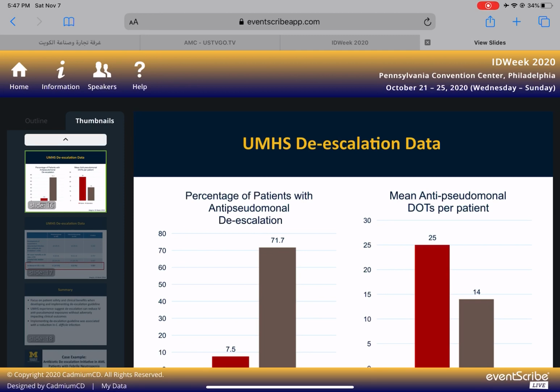And then on the right side, when you look at the days of therapy per patient, patients received an average of 25 days of an IV anti-pseudomonal in the historic group, which dropped by about 45% down to 14 days of antibiotic therapy in the intervention group. And both of those were statistically significant.